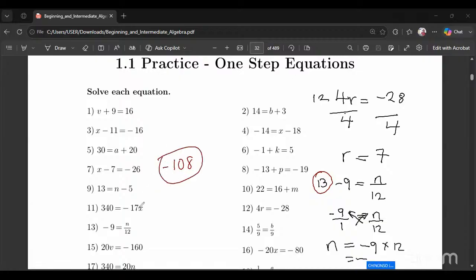Exactly. Negative 108. So let me just erase this and use another method.